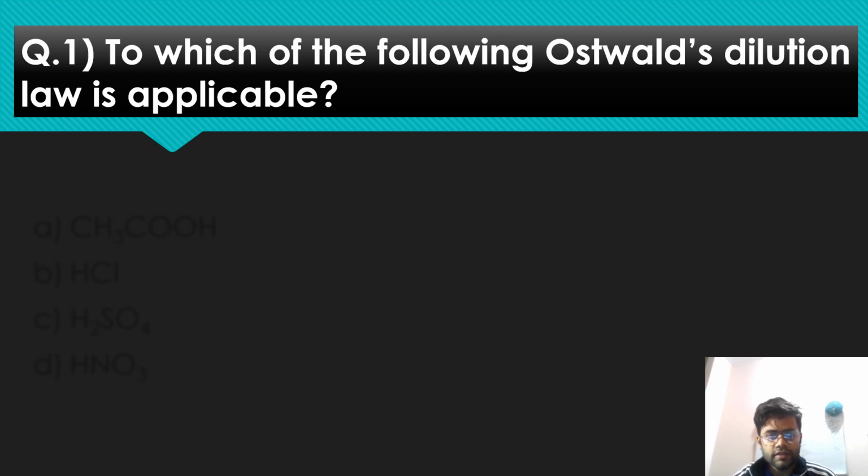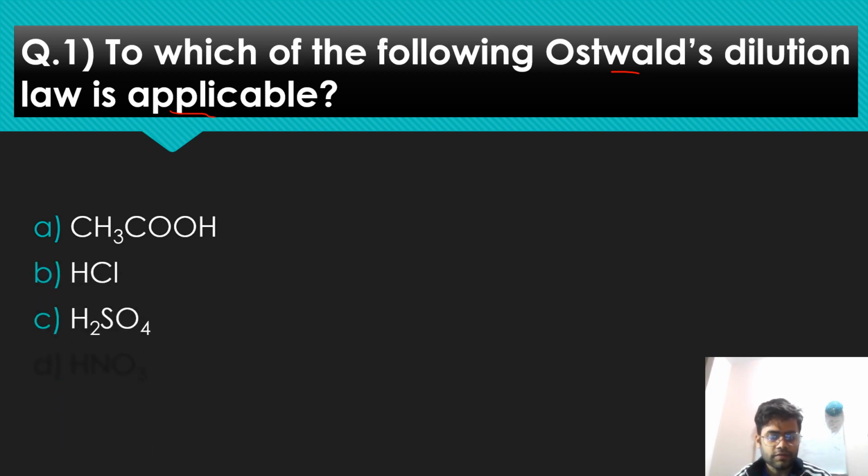Today we are going to study some MCQs from ionic equilibrium. So first of all, here is the question: to which of the following is Ostwald dilution law applicable? Oersted dilution law कुनको लागि applicable हुन्छ? Here are CH3COOH, acetic acid, HCl, hydrochloric acid, H2SO4, sulfuric acid, and HNO3, nitric acid.